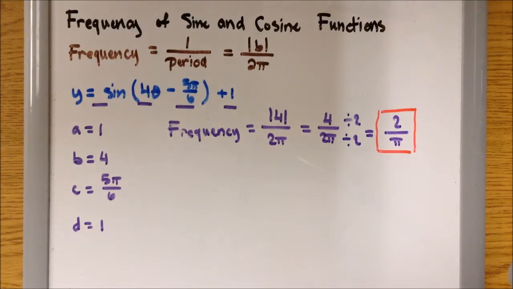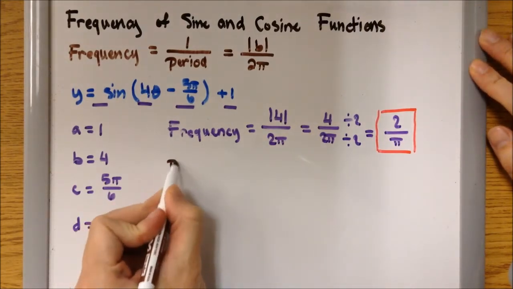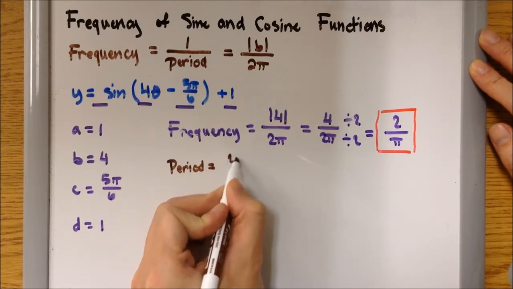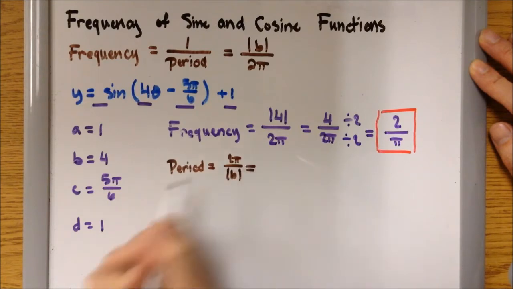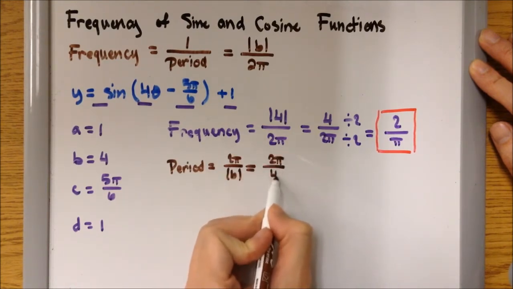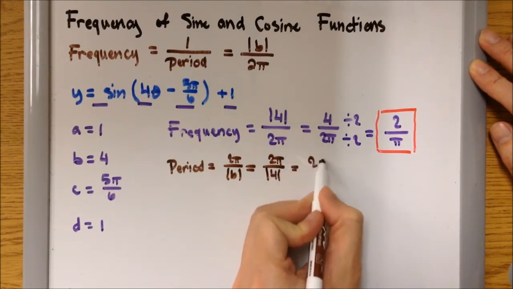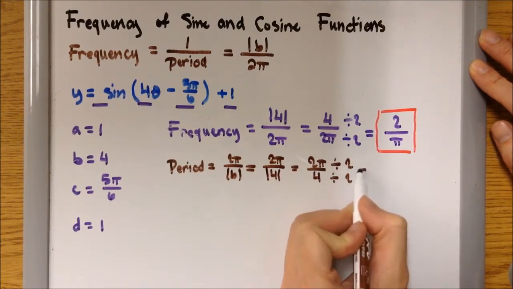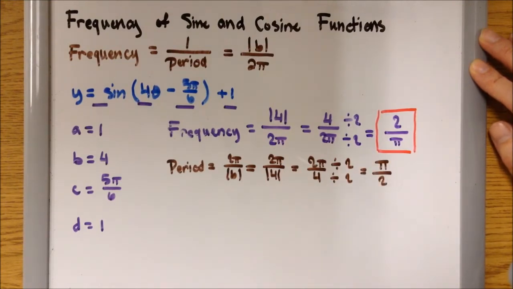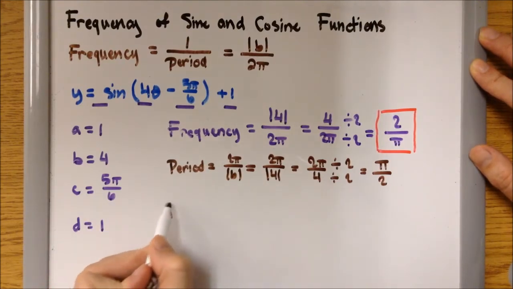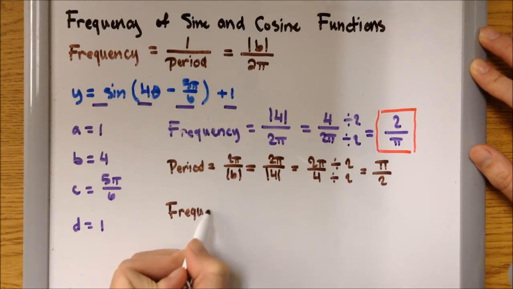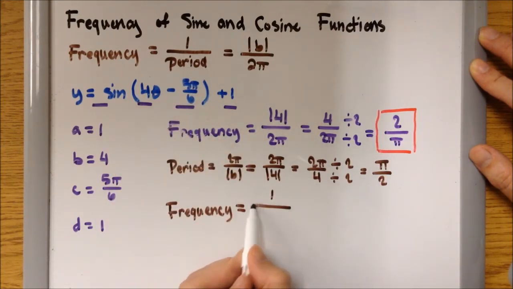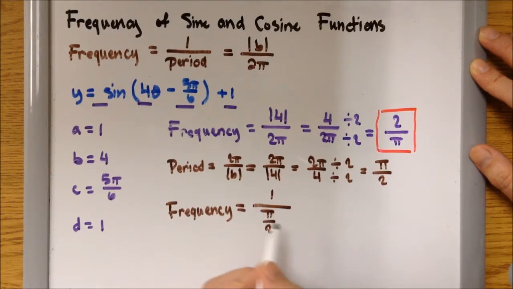Now, had you found period first, which is 2 pi over the absolute value b, so 2 pi over the absolute value of 4, which is 2 pi over 4, you can simplify by dividing top and bottom by 2, so it's going to be pi over 2, and then frequency is 1 over the period, so 1 over pi over 2.